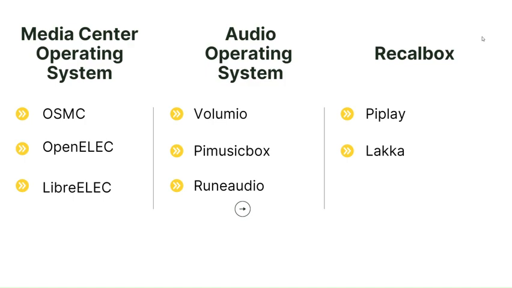Next is the audio operating systems. Volumio is a free open source Linux distribution based on Raspbian designed to turn a Raspberry Pi into an audiophile music player. The next is Pi MusicBox. Pi MusicBox is a Swiss Army knife of streaming music on Raspberry Pi. Next one is RuneAudio. RuneAudio comes with the web interface Rune UI, which permits you to browse your music library, control the playback, and to configure the player.